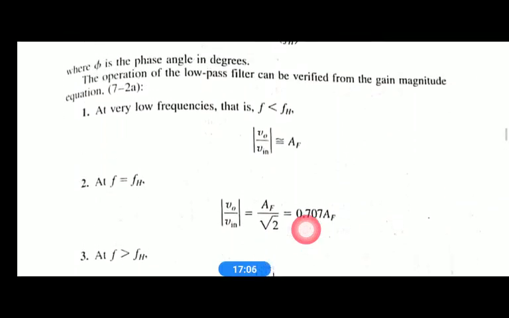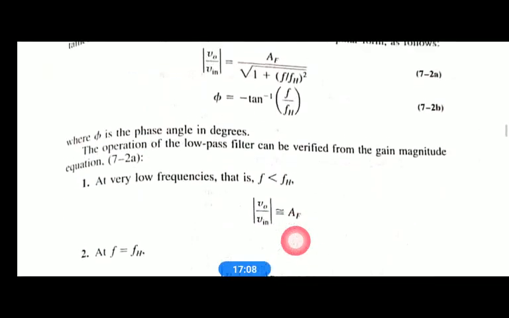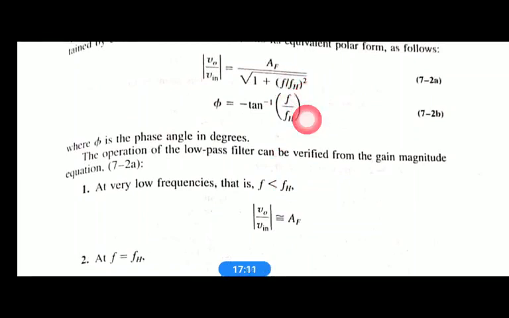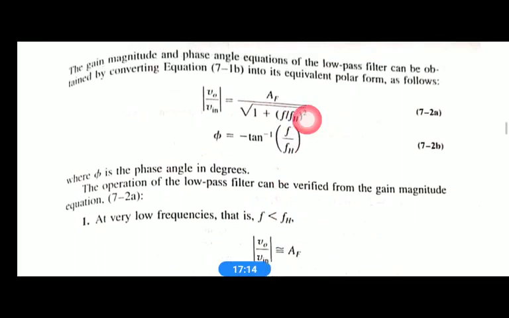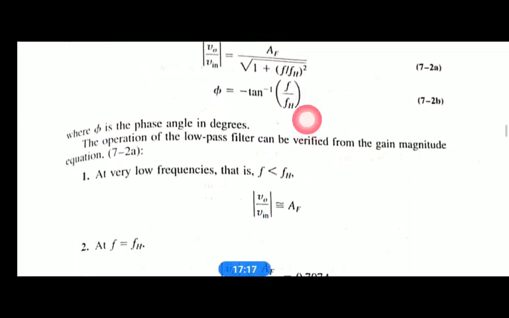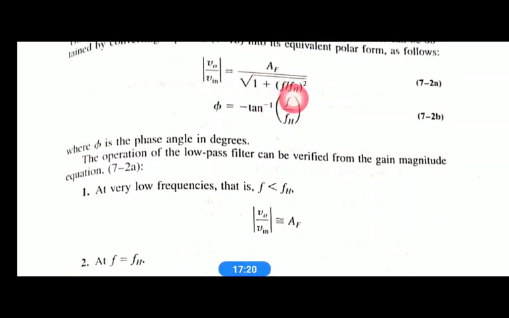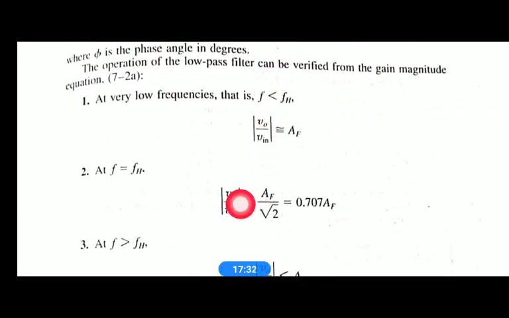If f is equal to fh, see this formula, at the cutoff frequency, what happens when both are equal? This f by fh becomes 1, squared is 1, 1 plus 1 will be root 2. Hence v0 by vin is A by root 2, which is 1 by root 2, nothing but 0.707 Af. So when f equals fh, our gain is 0.707 Af.